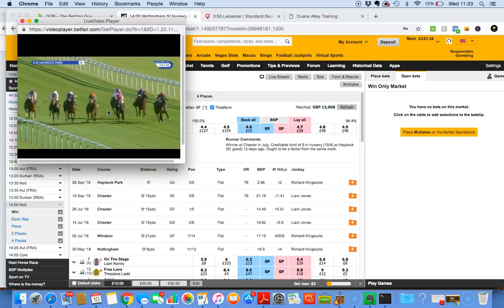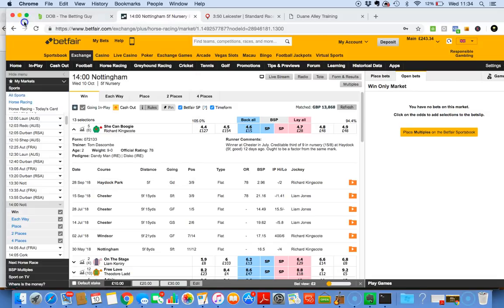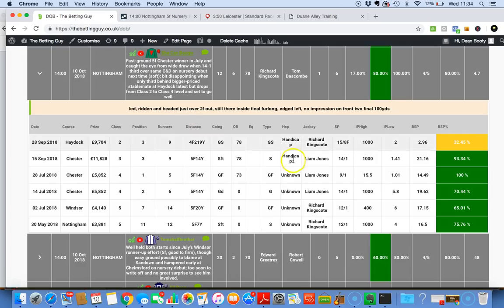3 furlongs from home, 2.5 furlongs from home. So that's why it didn't decrease in price. So we've got to bear that in mind. We have to bear that in mind this time when we're actually looking at trading this horse.